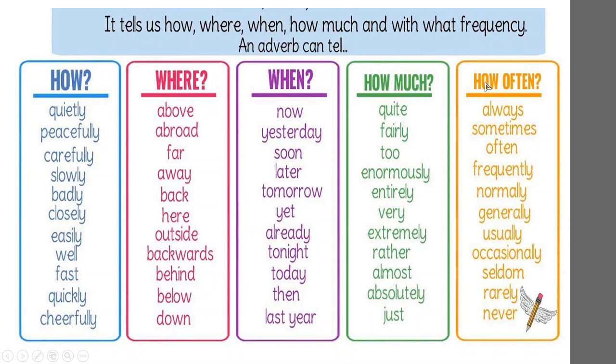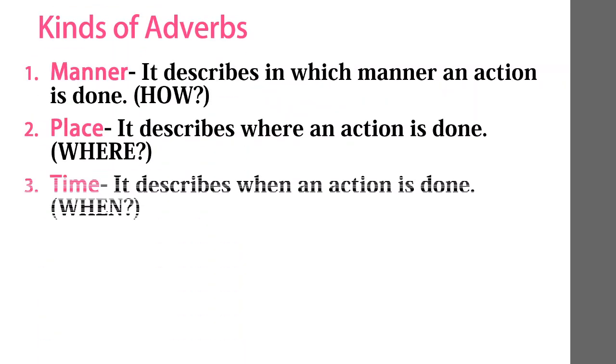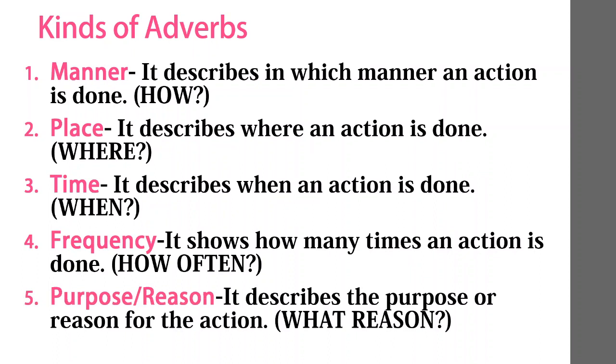So these questions are also based on the following kinds of adverbs, and we're going to discuss it right now. So there are 5 kinds of adverbs, and we just discussed them. So when you ask how, it's the manner. It describes in which manner an action is done. So it's the adverb of manner.